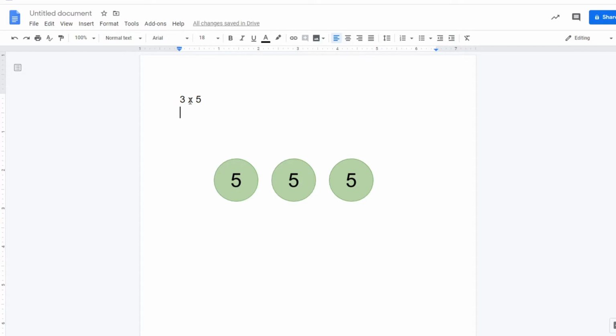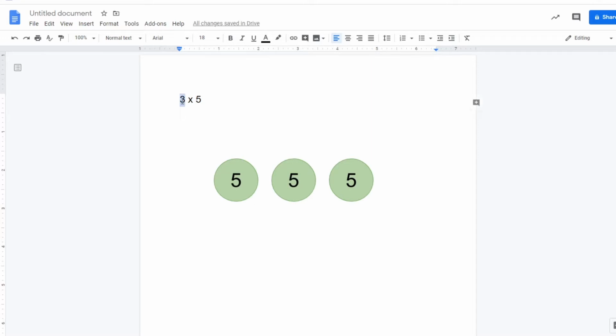So 3 times 5, okay, if you listen to the words, 3 times 5, it means you have 5 3 times. So this is 1 time, this is 2 times, this is 3 times. Okay, it's describing what you have. So we have here 3 times 5, and that would give us the sum of these, which would be 15.